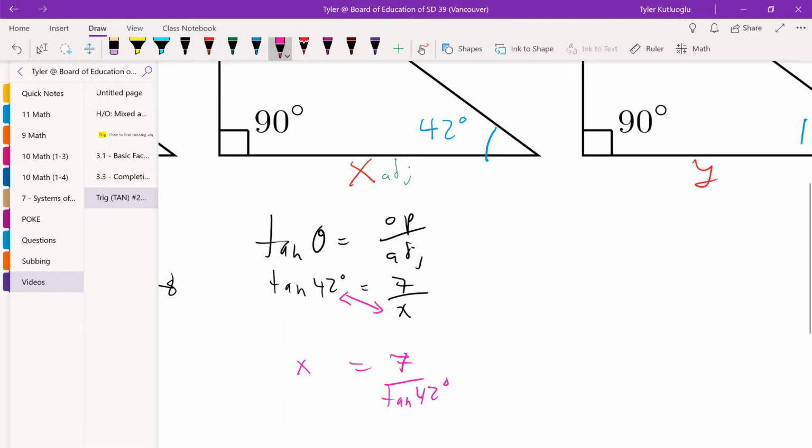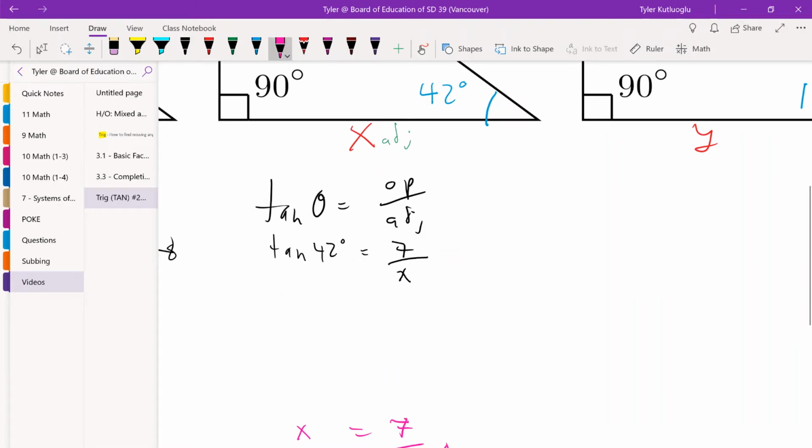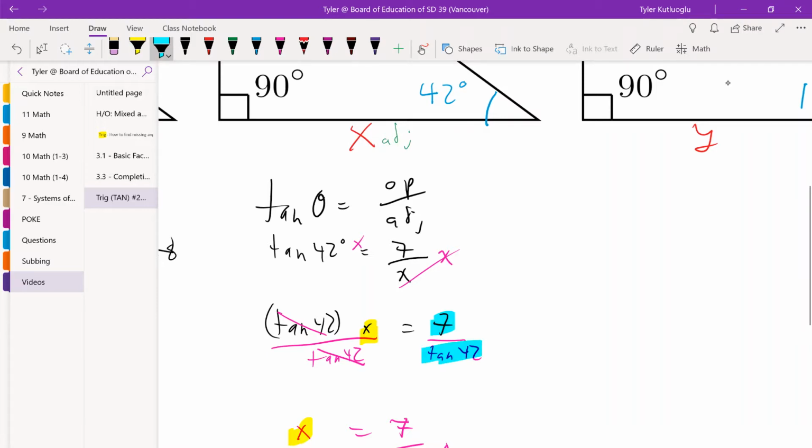I want to show you what that means and why that's happening. So let's push this down a bit. Okay. What we're going to do is I want to get rid of the x on the bottom. So I'm going to multiply both sides by x. So the x's are going to cancel out, and I'm going to get tan 42 times x equals 7. Now I want to get rid of the tan 42. So I'm going to divide both sides by tan 42. And those are going to cancel out, and I'll just be left with the x over here and the 7 over tan 42 over here.